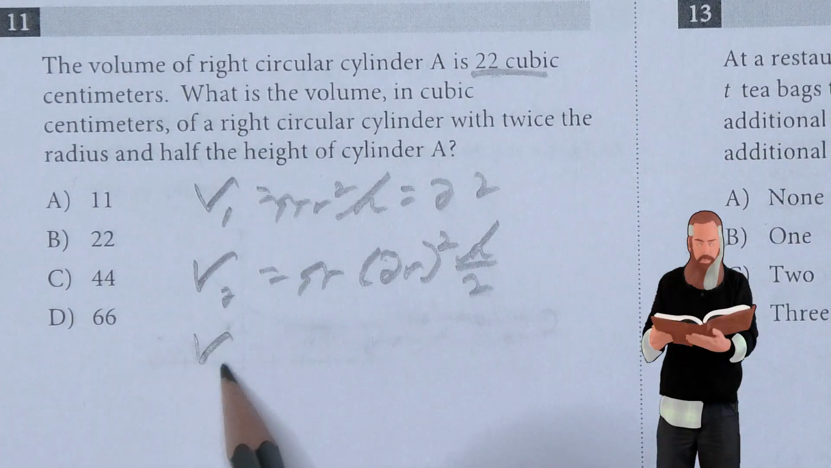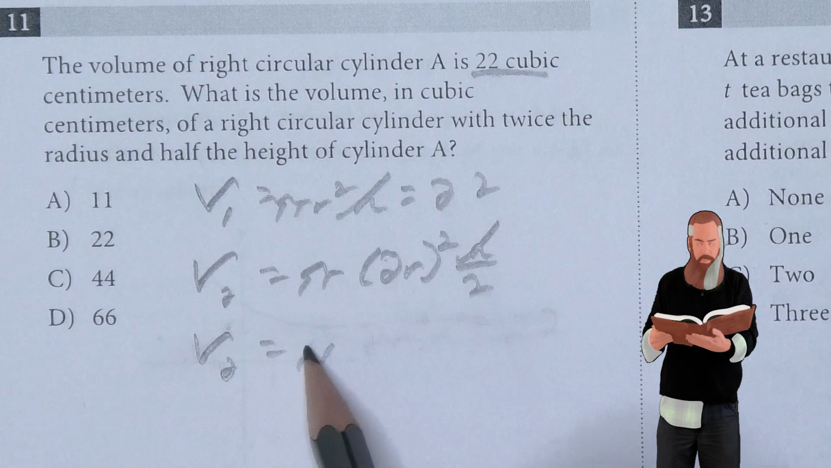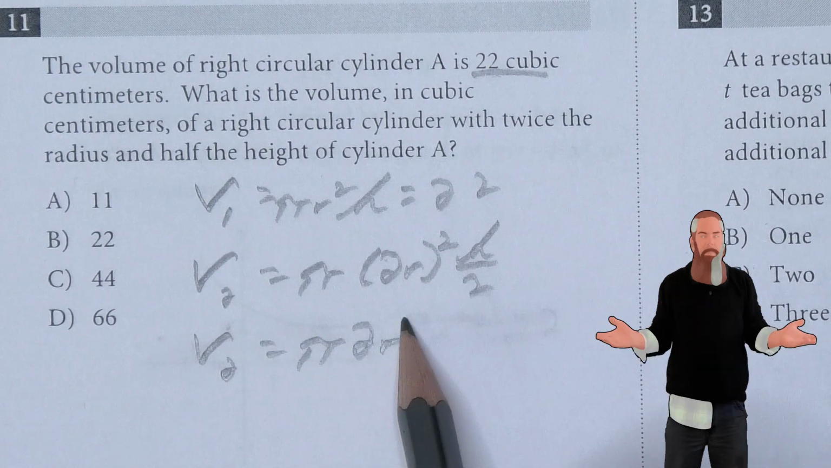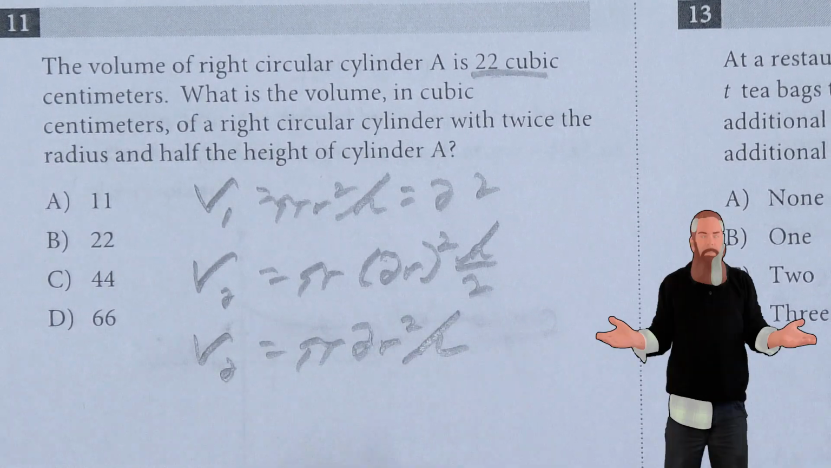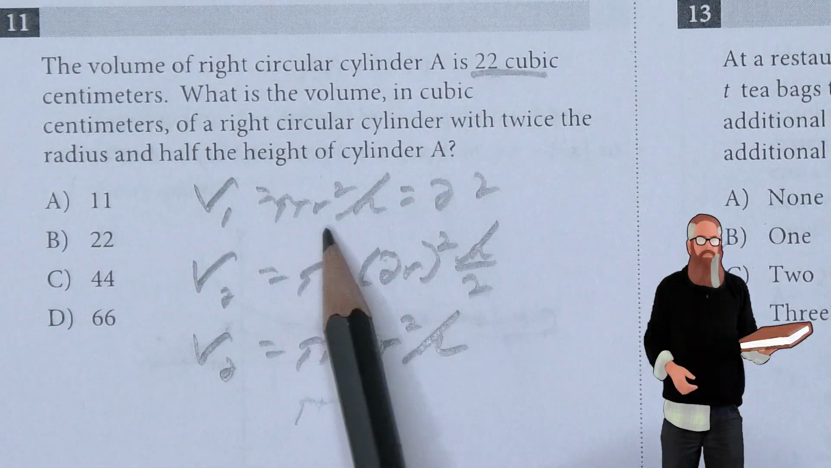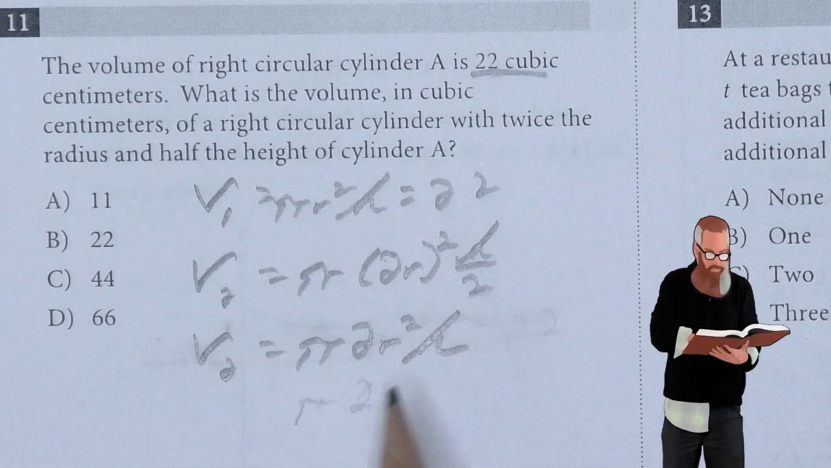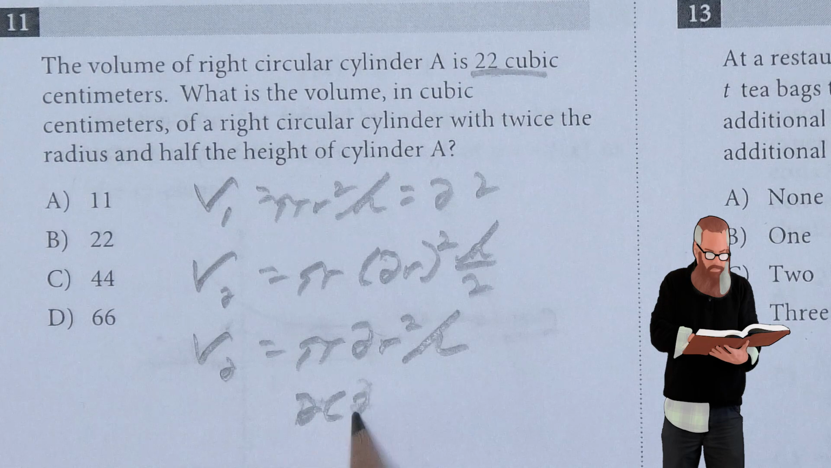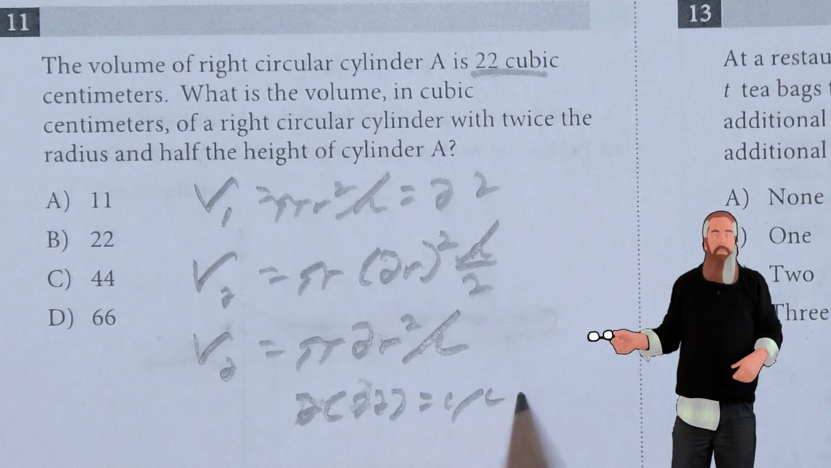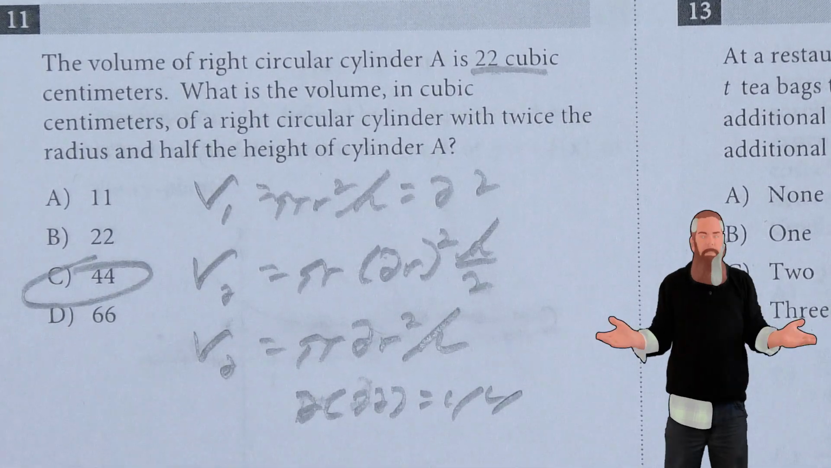This means that simplified, the second volume is pi times 2 r squared h. Now we already know that pi r squared h is equal to 22, and that leaves us with 2 times 22, or 44, and C is the answer.